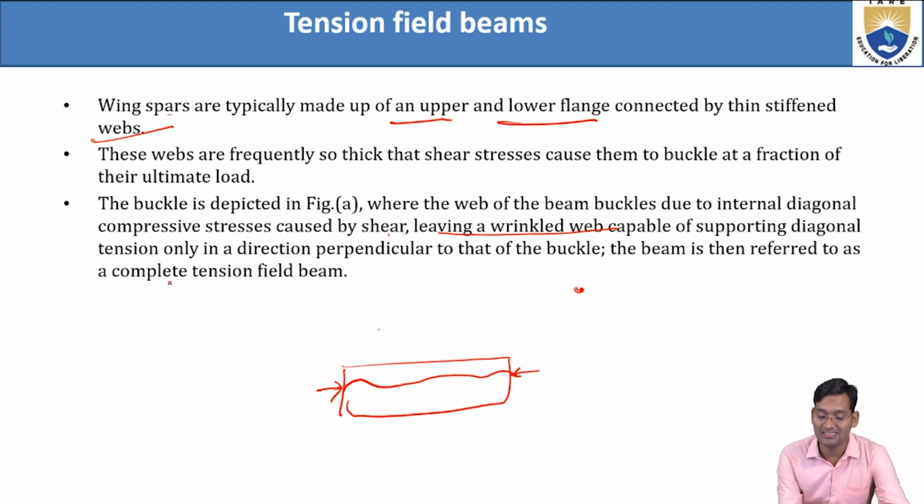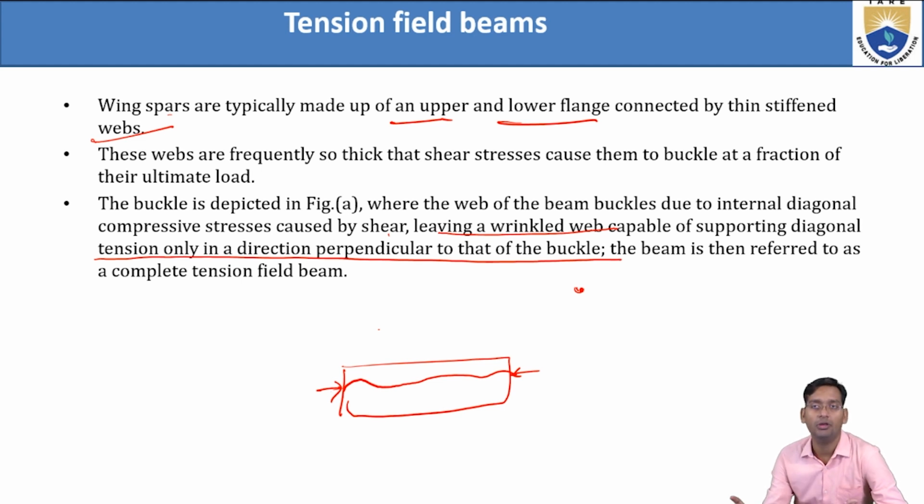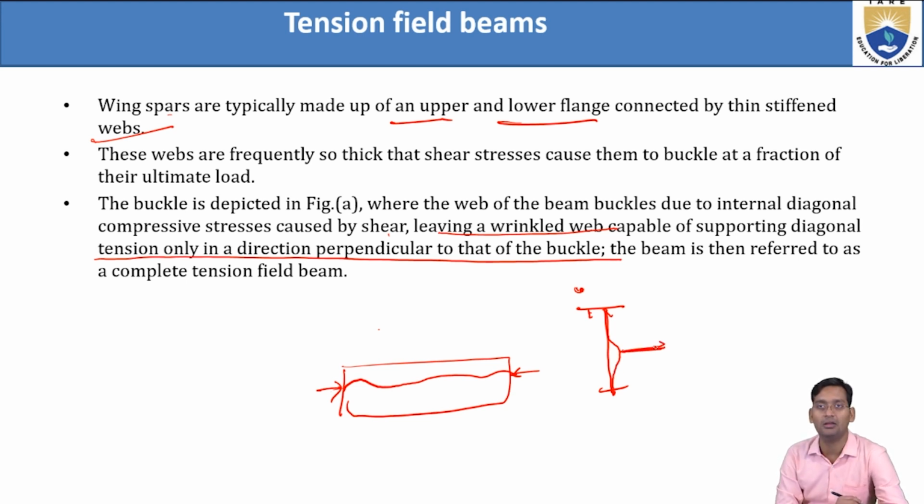So supporting diagonal tension only in a direction perpendicular. Just see, this is important: the tension is only in the direction perpendicular to the buckle. Wherever it buckles, perpendicular to that only the tension will be there. The beam is then referred to as a complete tension field. So if this gets buckled like this, perpendicular to it will be the tension field.